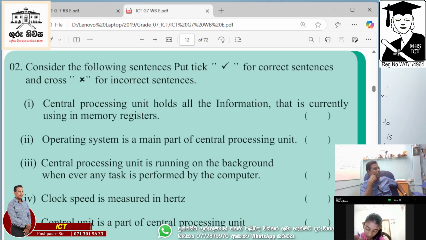Operating system is a main part of central processing unit.